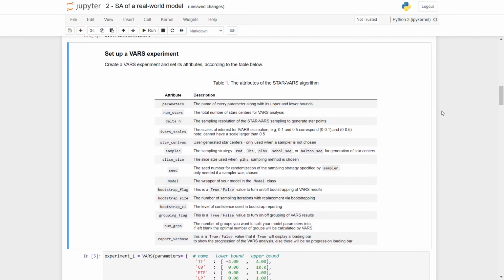Next, we set up a VARS experiment. In the table below, we go over the attributes of the STAR-VARS algorithm. I will give you a few seconds to pause the video and read what each parameter does.